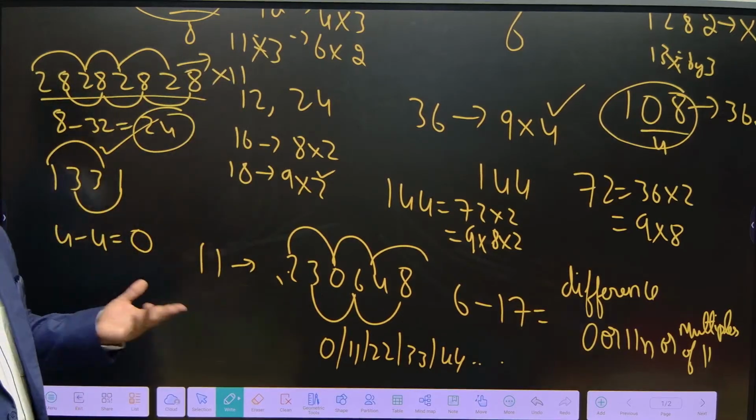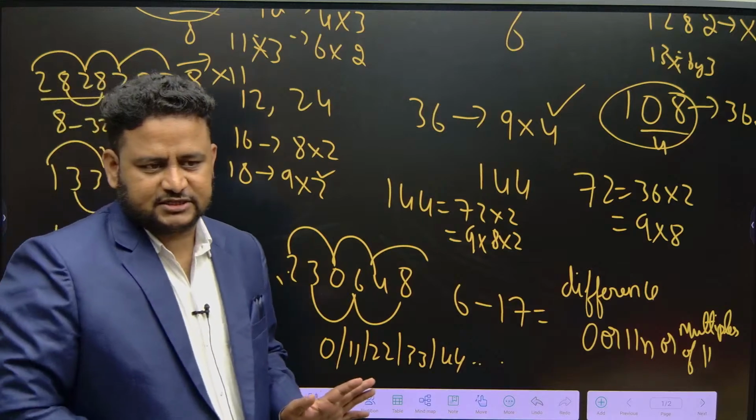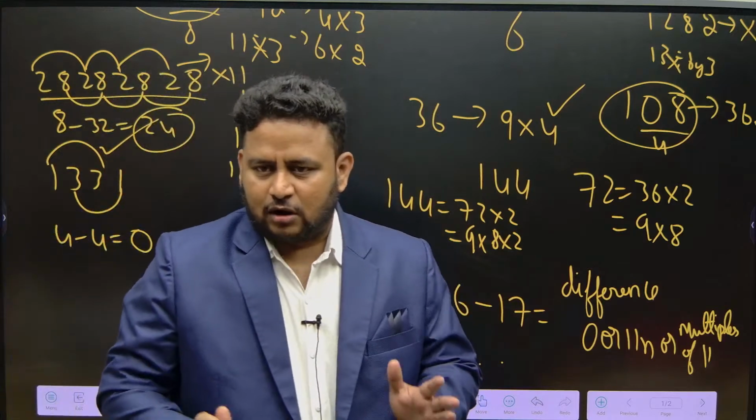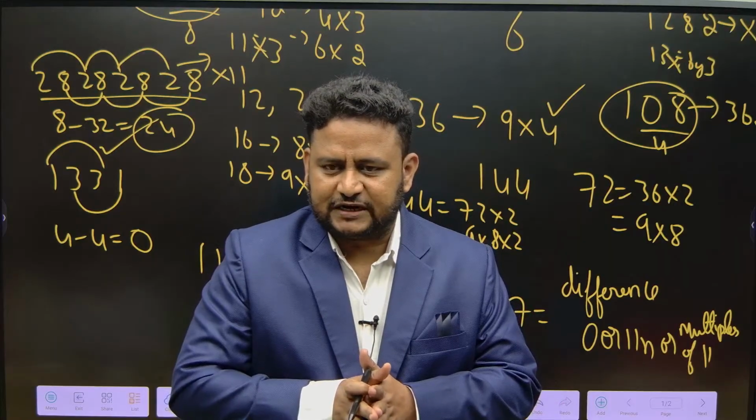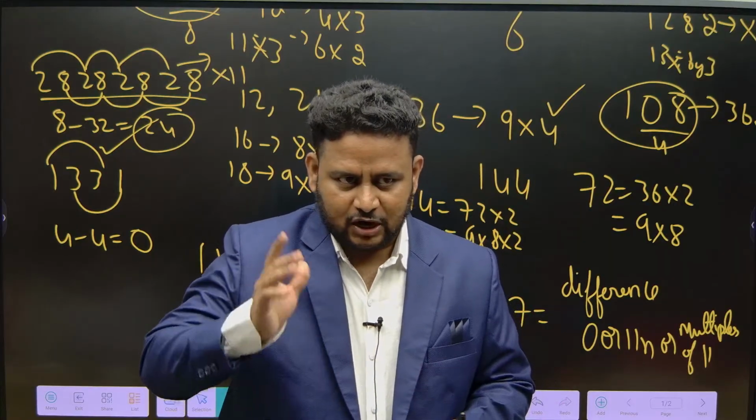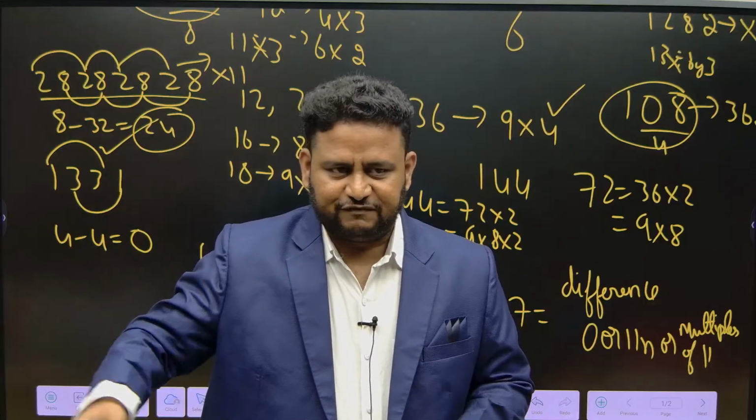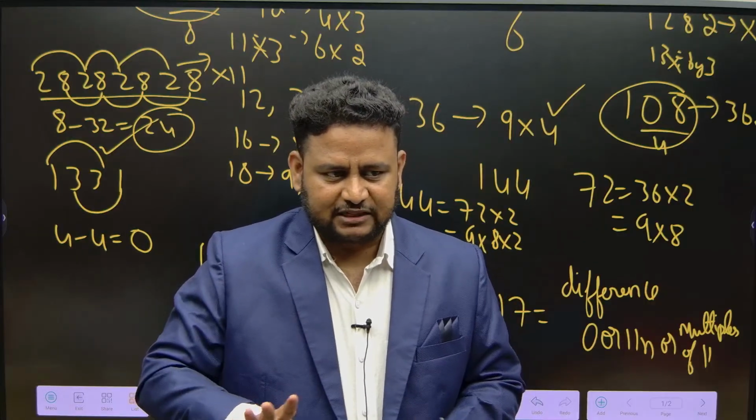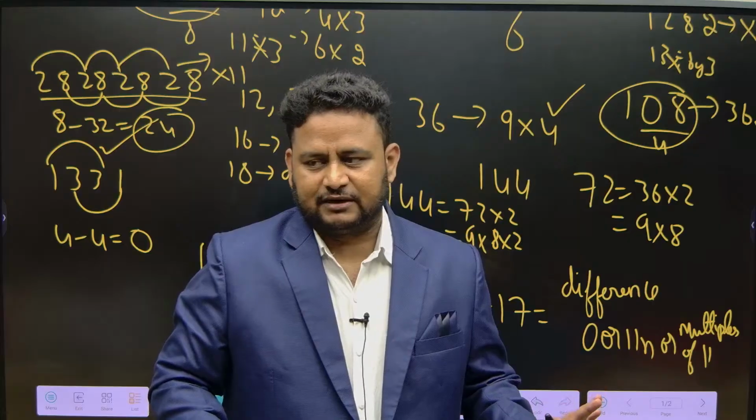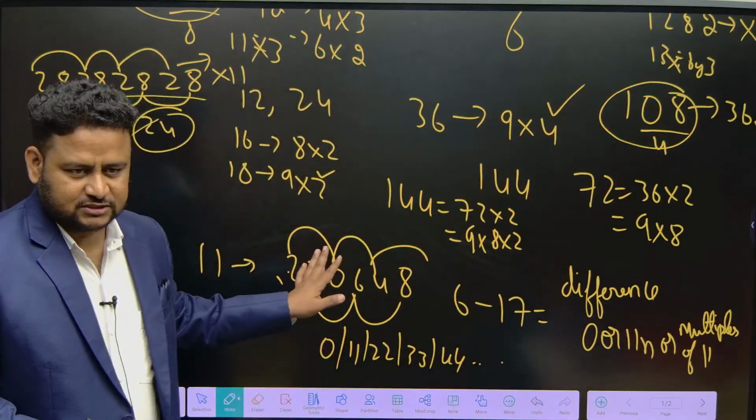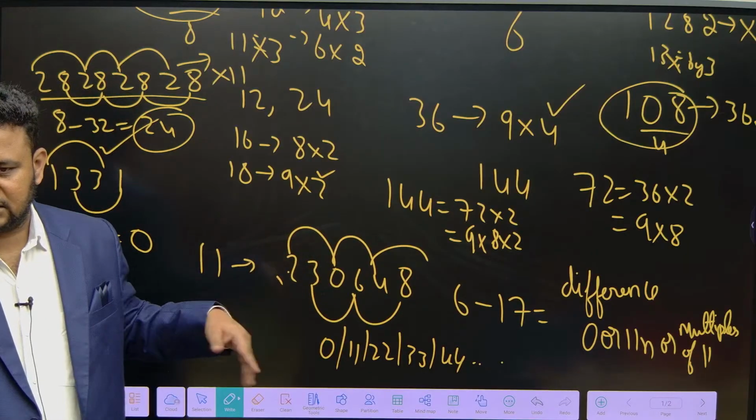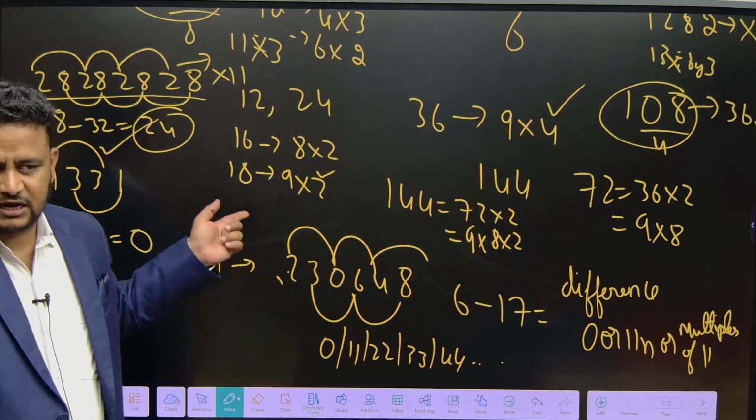Understood? This is how you have to check for 11. Alternate numbers you add them and take the difference. When you take the difference, it should be 0 or 11 or any multiple of 11. If it is coming like that, then it is divisible by 11. Otherwise, it is not divisible by 11. Got it? That's it. So let us move to some questions based on this, some questions that have come in the examination based on the divisibility rule.